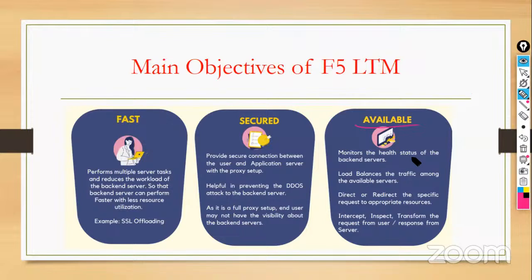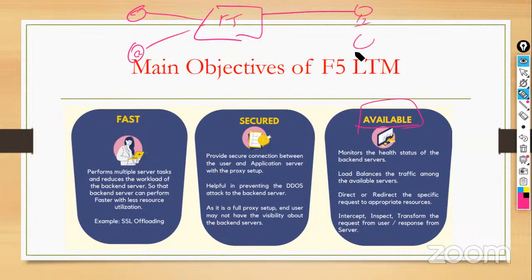Availability: monitor the health status of the backend servers, load balance the traffic among the available servers, direct or redirect specific requests to the appropriate resources, and intercept, inspect and transform the request from the user and the response from the server. So if we talk about availability, again we need to define the topology. Here we have server one, server two, and server three, and we configured the round robin load balancing algorithm.